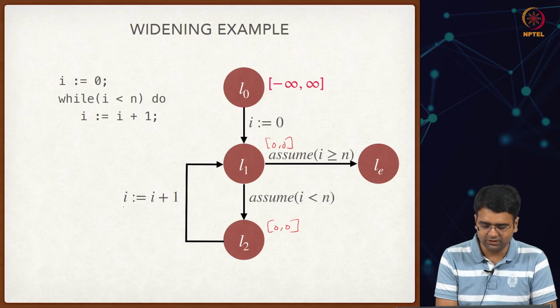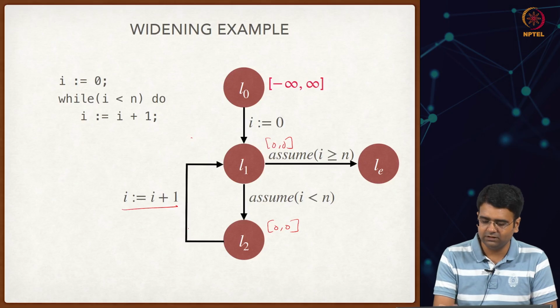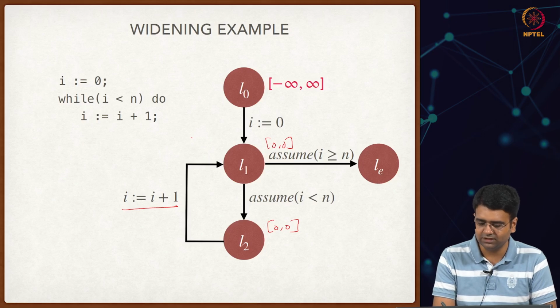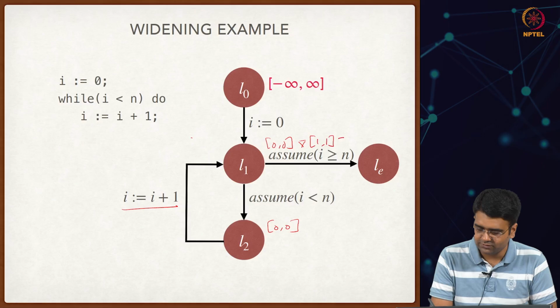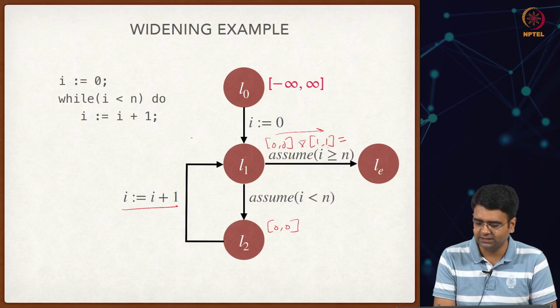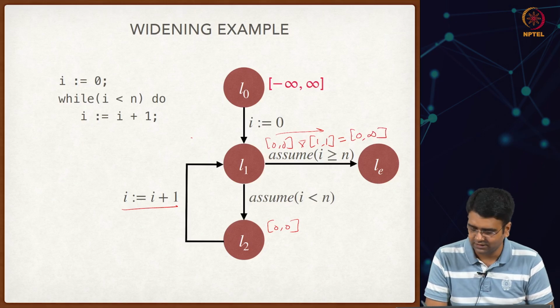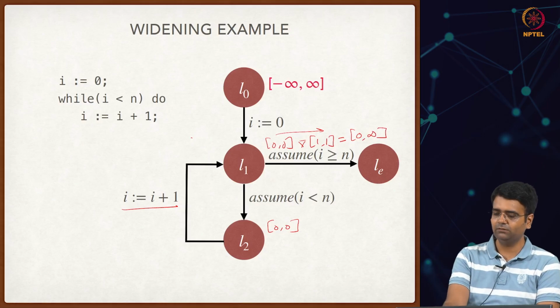Now applying the abstract transfer function of the statement I equal to I plus 1 on 0 0, I will get 1 1. Now in Kildall's algorithm with widening, I will use the widening operator in a specific sequence. I take the original value at the location L1, which is 0 0, and then apply the widening operator with the new value, which is 1 1. If you recall the way the widening operator is defined for the interval domain, for the lower bound I see whether it has decreased. The lower bound has not decreased, so it remains the same, but the upper bound has increased, so it becomes infinity. So you will get 0 to infinity as the new value associated with the location L1.